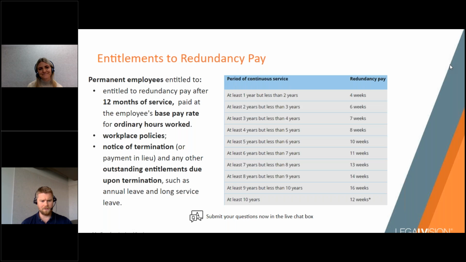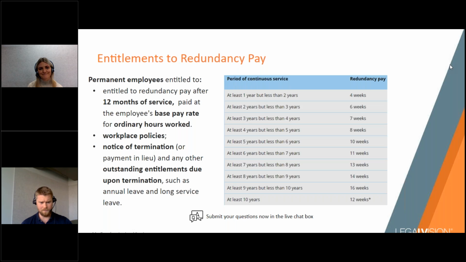This redundancy payment is something that they are paid in addition to notice of termination. So an employee might have a notice period in their contract, or otherwise the Fair Work Act sets out some minimum notice periods that at a minimum the employee will be entitled to. They will also be entitled to their annual leave, and if applicable, long service leave, and that's different in each state and territory as to whether or not they're entitled to long service leave. So it's not just this redundancy pay entitlement that they'll get.